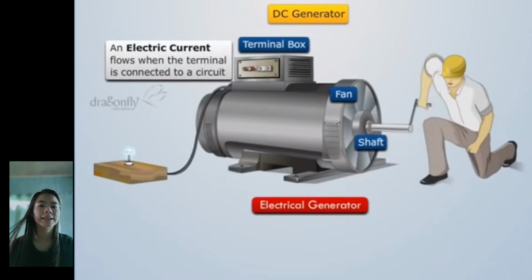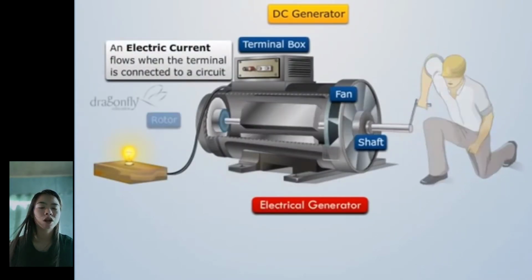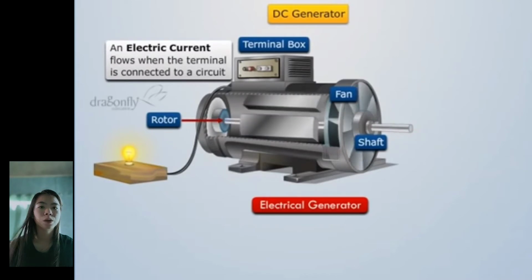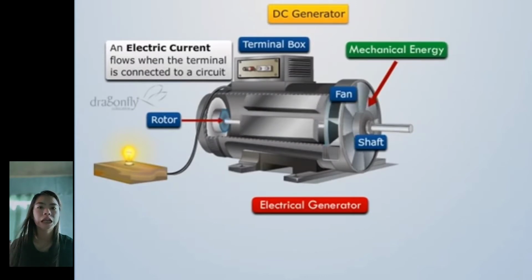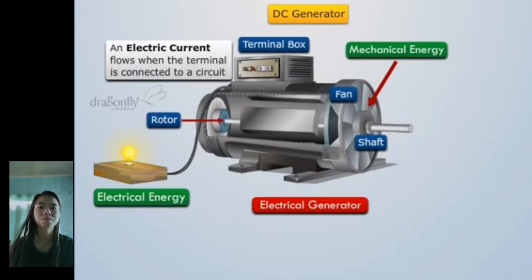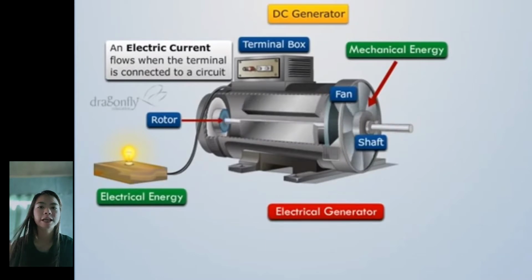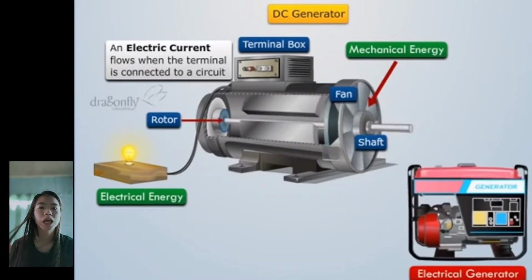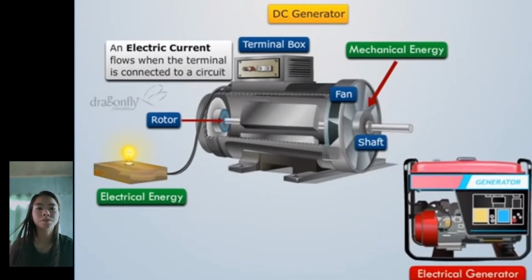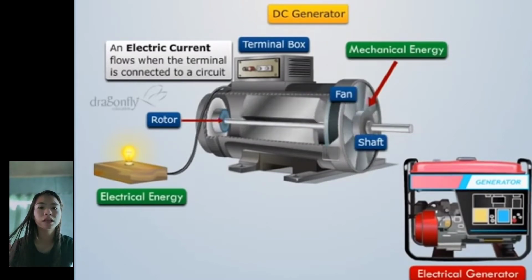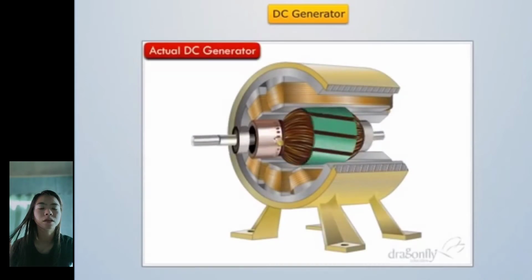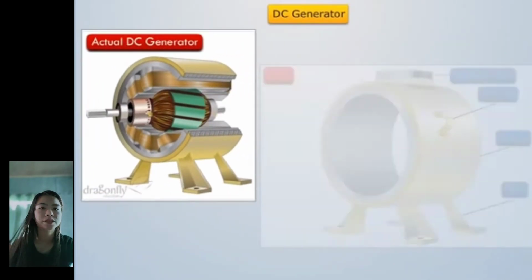Alam naman natin, ang DC generator ay gumagamit ng electromagnetic induction to convert mechanical energy to electrical energy. Ito ay madalas ginagamit sa house and offices. Pero alam ba natin how it is constructed? So let us try to understand this.